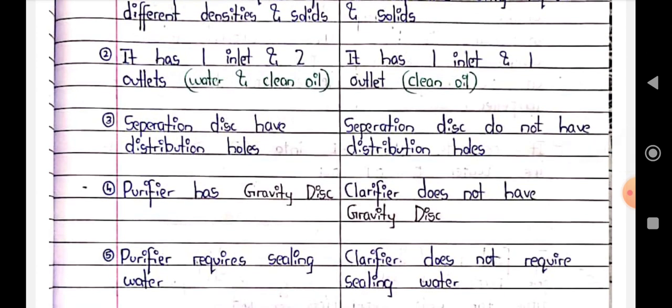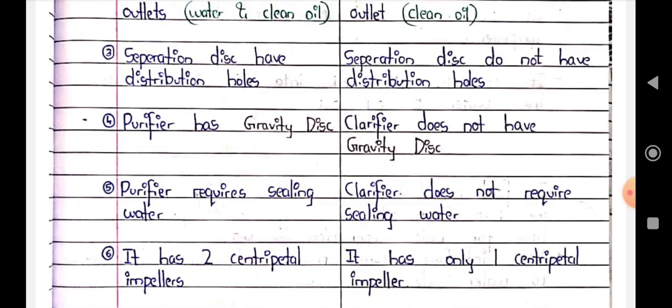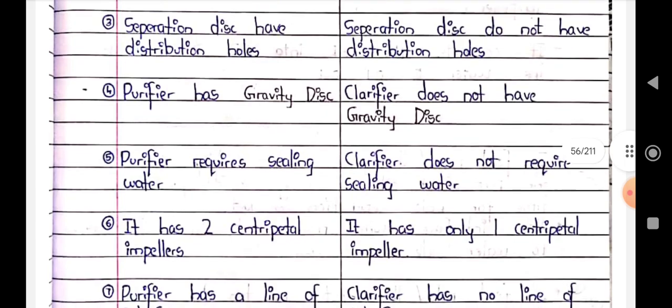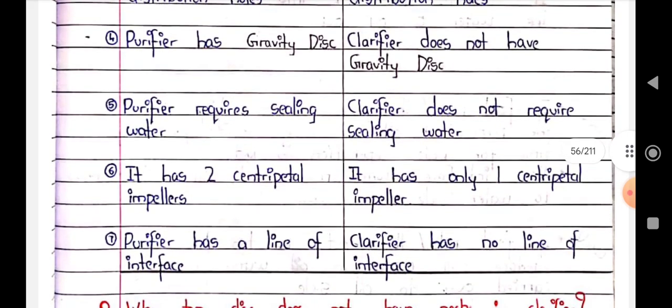A purifier requires sealing water, but a clarifier does not require sealing water. The purifier has two centripetal impellers. In a clarifier, there is only one centripetal impeller. Then the purifier has a line of interface, but in a clarifier, there is no line of interface at all.